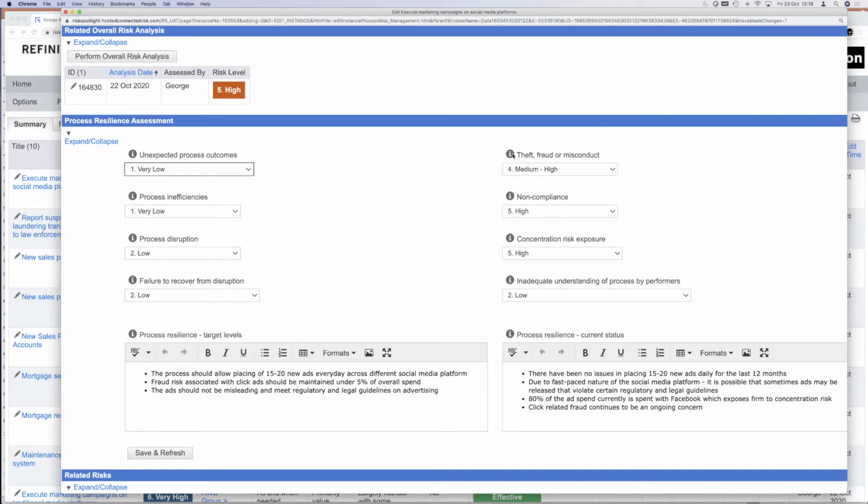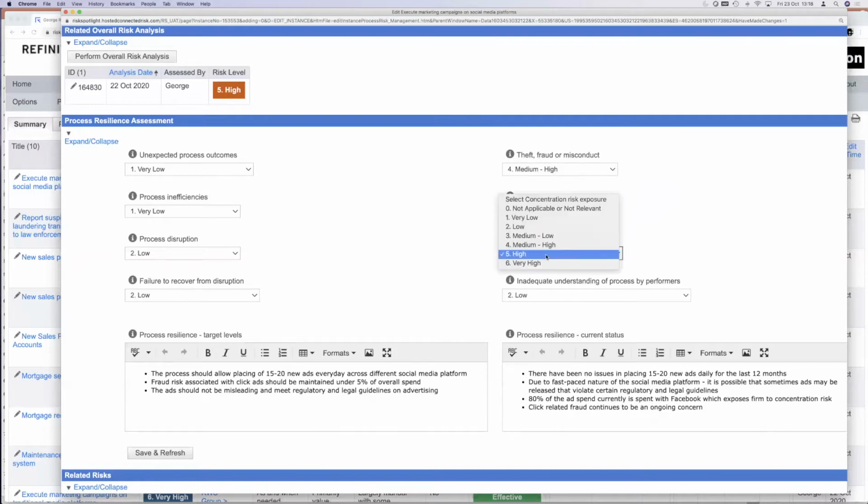Then you say, okay, what is the likelihood that some theft or fraud or misconduct may happen with the people who are involved in that process, or people who are interacting with that process? That becomes another measure where you can capture a scale to say whether this process is more prone to theft, fraud, or misconduct. Then you can cover the compliance angle: what is the likelihood that we may end up breaching certain regulatory obligations if this process is not executed correctly?